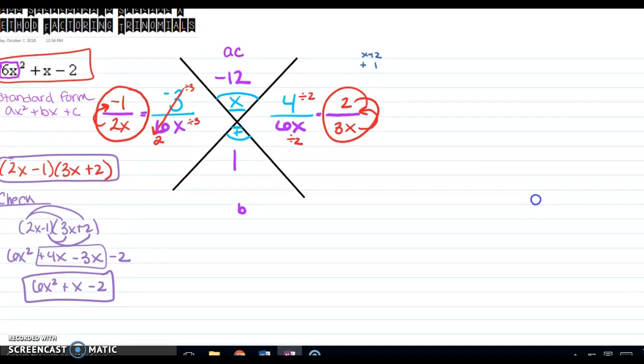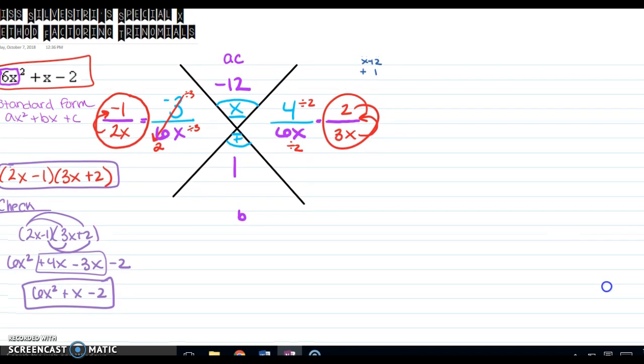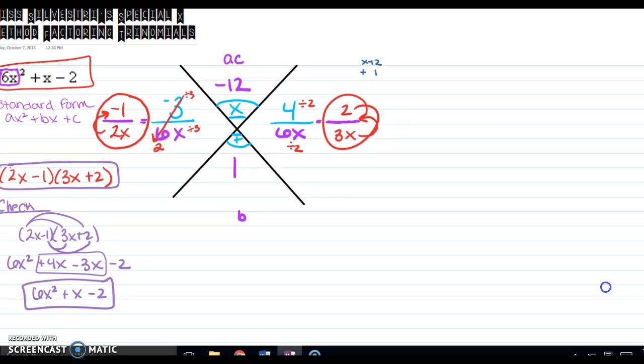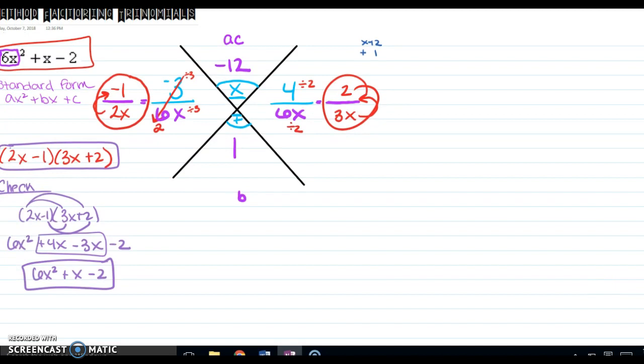So this is Miss Silvestri's special x method, and this would work for any type of trinomial as long as it's factorable. So I would give you problems that are always factorable if I'm asking you to factor. Later in our chapter, we will get to problems that are not factorable, and we're going to learn other methods to solve those.